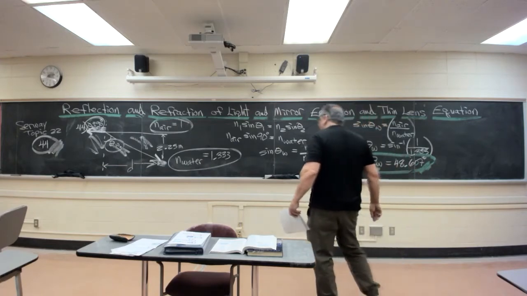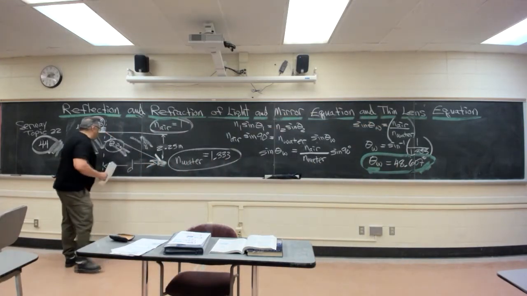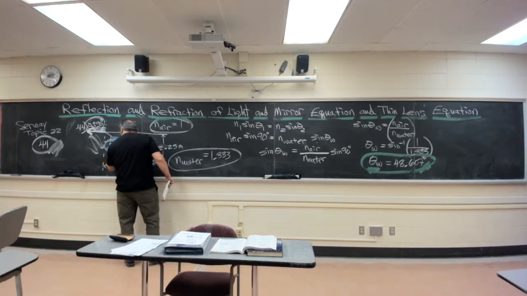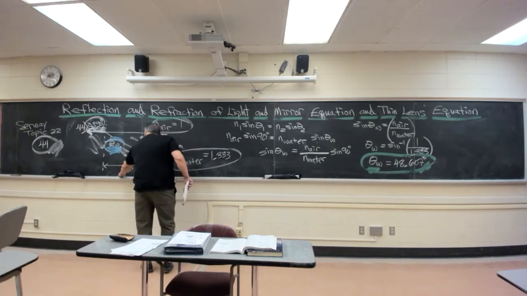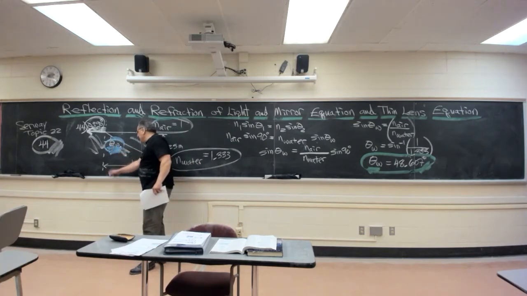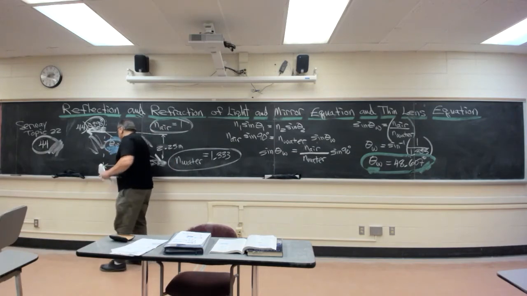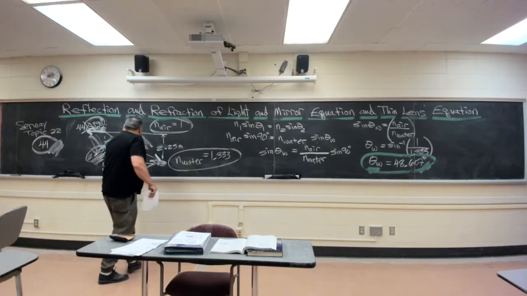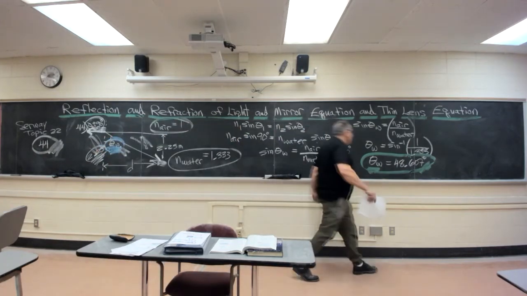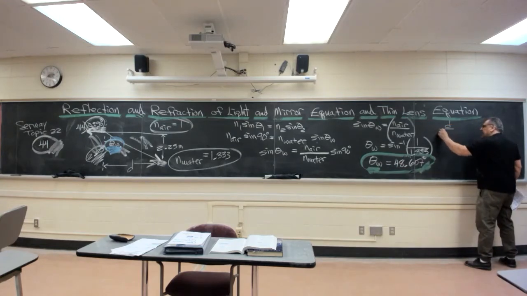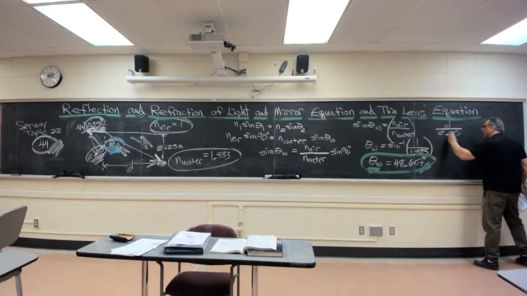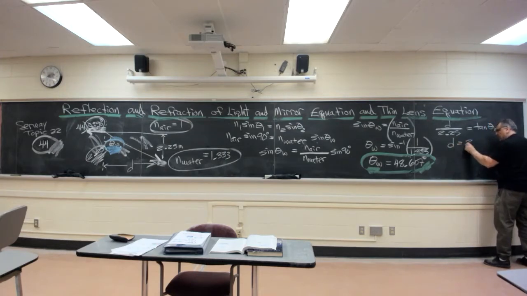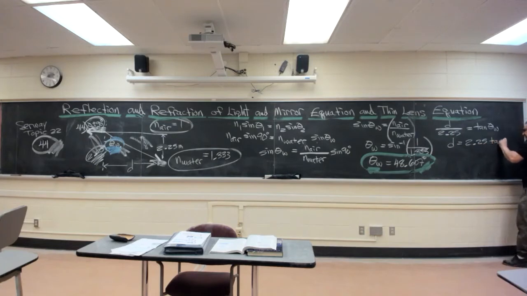So what do we know? Well, we've got the hardest part of the problem solved, basically, guys. Once we know what that angle is, we know that the tangent of theta W is opposite over adjacent. Adjacent is 2.25. D over 2.25 is the tan of theta W. D is equal to 2.25 times the tan of theta W.